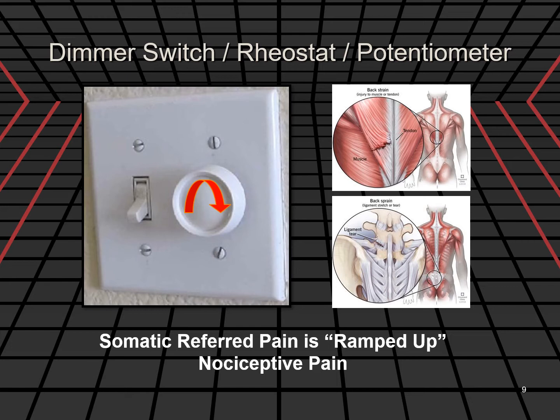Mild ligament sprain, localized pain. Moderate to severe ligament sprain, you're going to have the localized pain and some referred pain component associated with it. So the mild tissue injury would be the rheostat turned all the way counterclockwise where the lights are dim. And then a major tissue injury would be turning that rheostat all the way clockwise where the lights are really bright. So that's the example that I like to use for that.